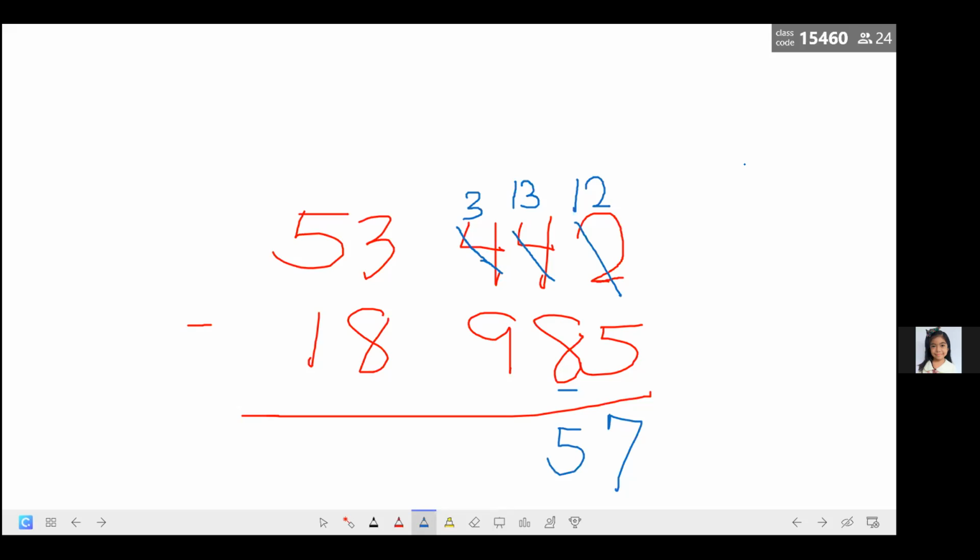Now let's move on. Can we deduct 9 from 3? No. So what are we going to do? We regroup what number?